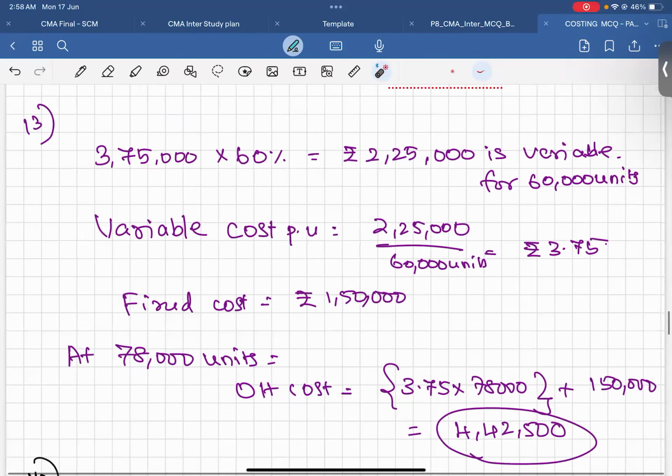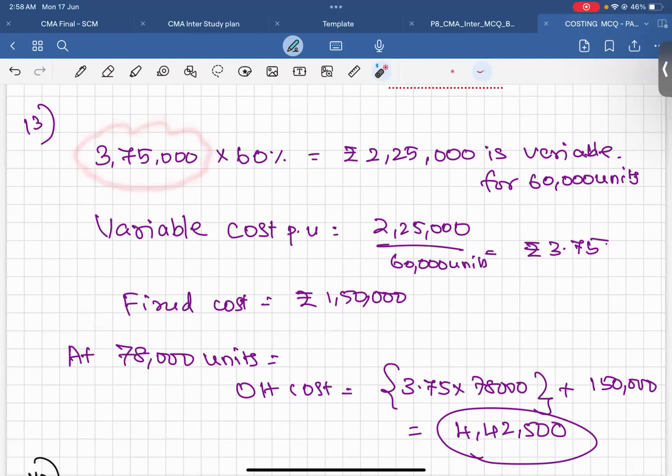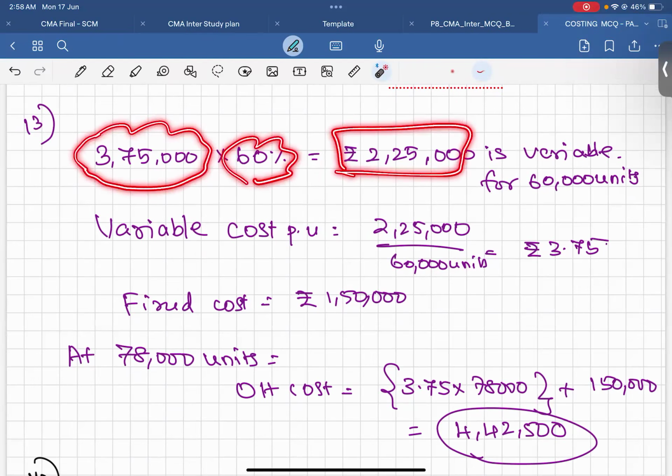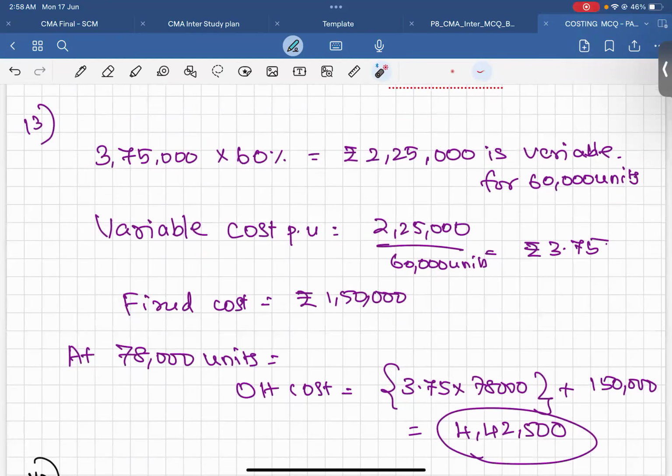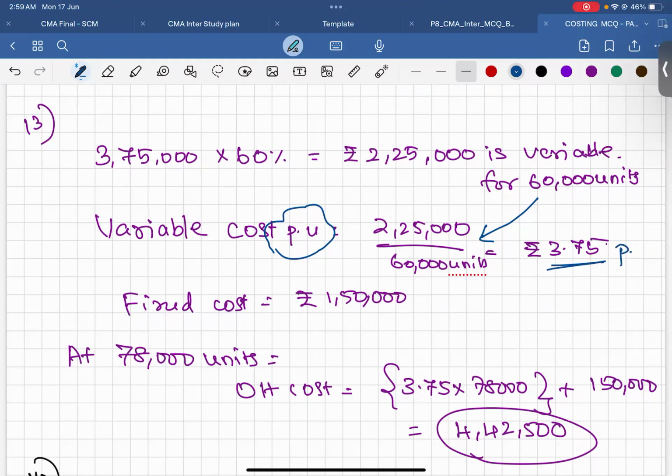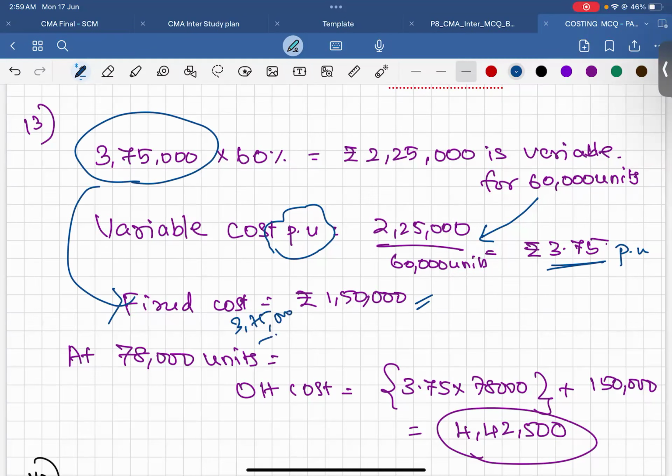First, you need to find 3,75,000 into 60 percent, which will give you 2,25,000. That is the variable portion for 60,000 units. So for that variable portion, we will find the per unit cost, because variable cost per unit remains constant. So it is 2,25,000 divided by 60,000 units. You will get rupees 3.75 per unit. The fixed cost is 1,50,000. How is this fixed cost arrived at? It is 3,75,000 minus 2,25,000.